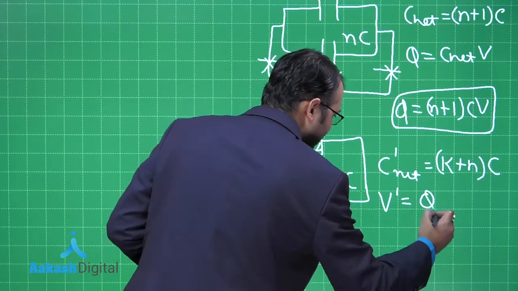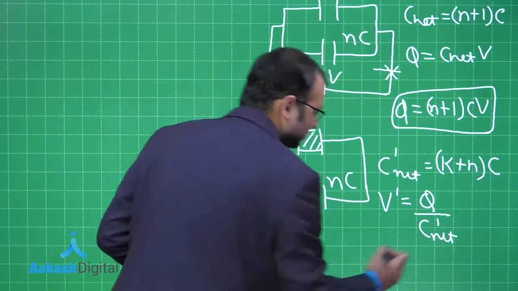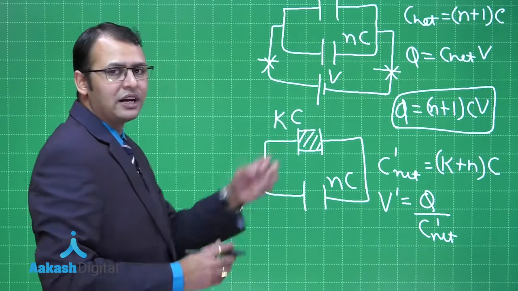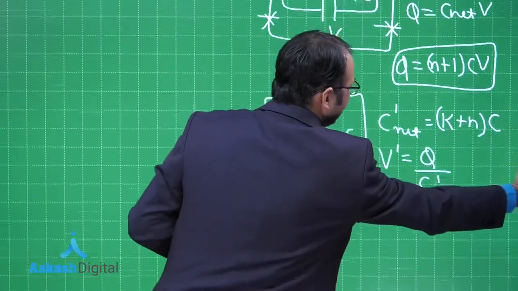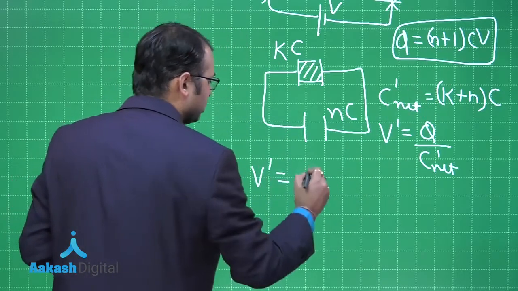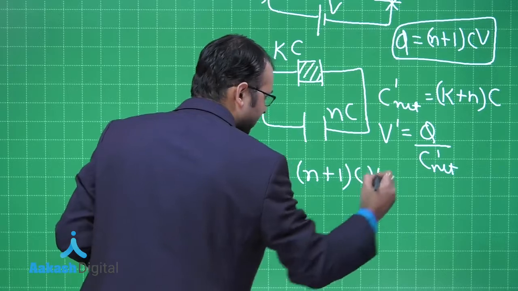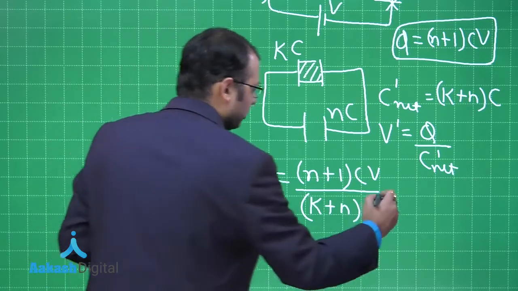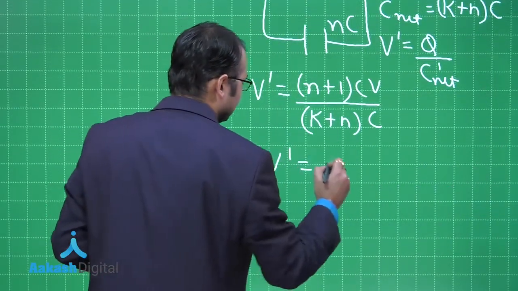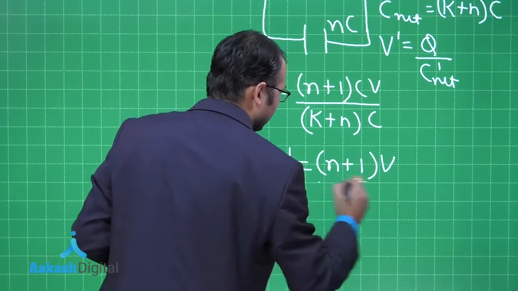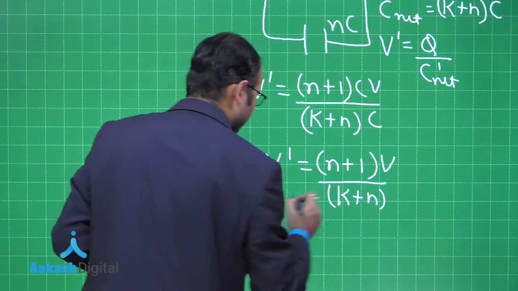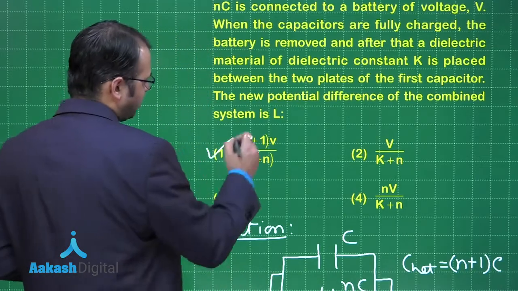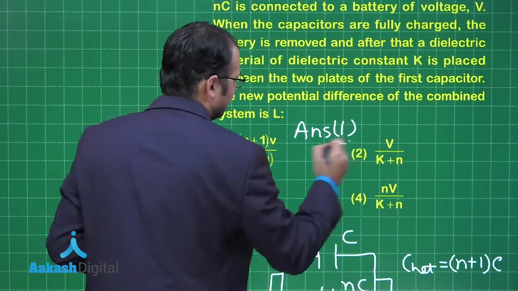and the new potential difference V dash can be written by charge by C net dash. But the charge on this combination is constant as the connection from the battery has been removed. So Q will be this as we have found here. So V dash would be equal to N plus 1 CV divided by, what is the C net? K plus N into C. When you solve this, you will get V dash as N plus 1 V divided by K plus N. Let's see which is the best suited option among the following four options. So when you see here, option number 1 would be the right answer to this question, right?